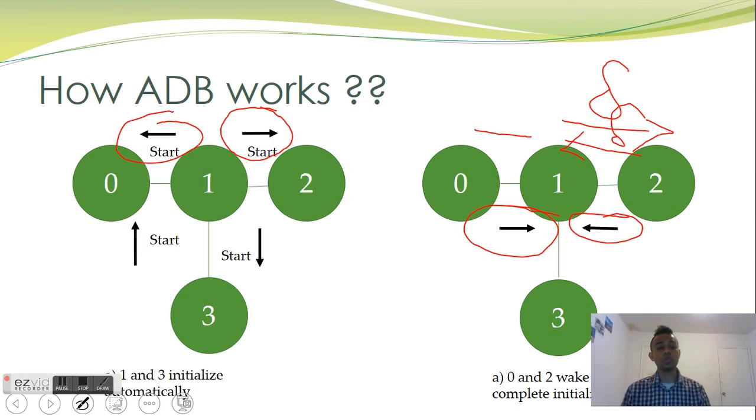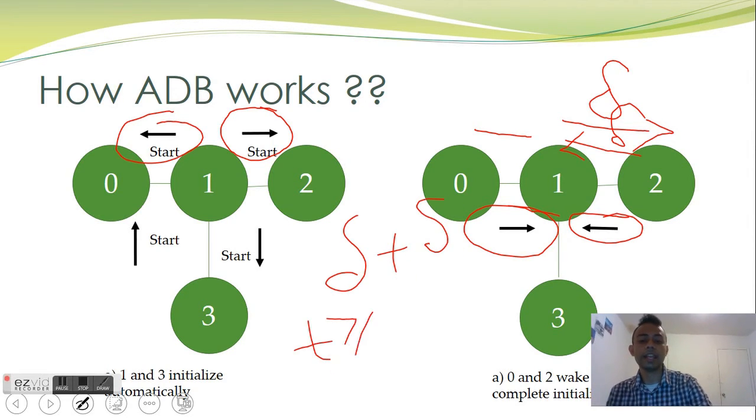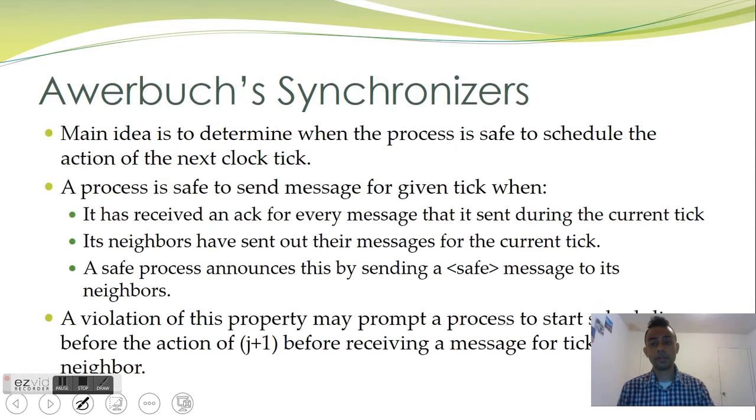So considering just node 1 and 2, node 1 can send the message for the next clock tick after a time delay of delta plus delta, so a time greater than 2 delta. So node 1 can now send a message for the next clock tick at a time greater than 2 delta. But when message propagation delay is not known, ADB synchronizers cannot be used. But the Awerbuch synchronizer does not need message propagation delay.